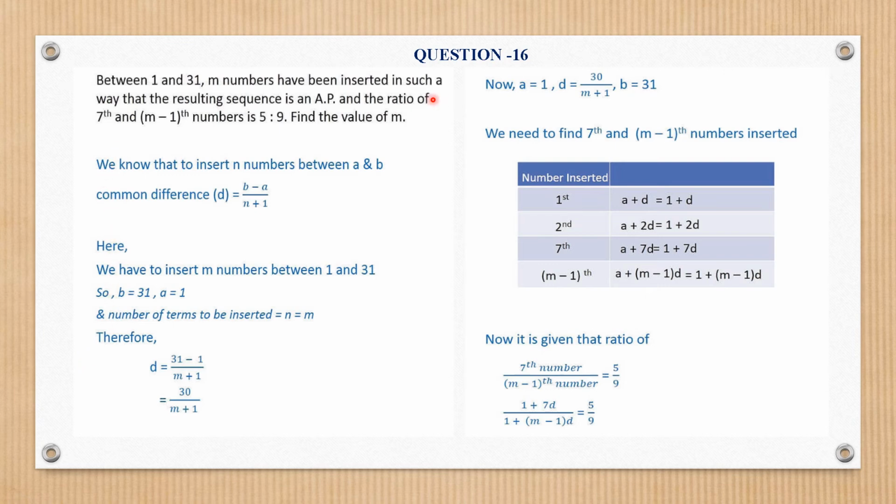Such that the ratio of the 7th and m minus 1th number is 5 by 9. You have to find the value of m. The ratio of the 7th and m minus 1th number, the number, not the term. Between 1 and 31, how many numbers are you going to insert? m. And out of these m numbers, the 7th and m minus 1th numbers are in ratio 5 by 9. So we will work out and then we will find the value of m.